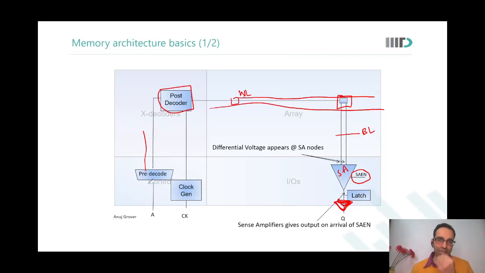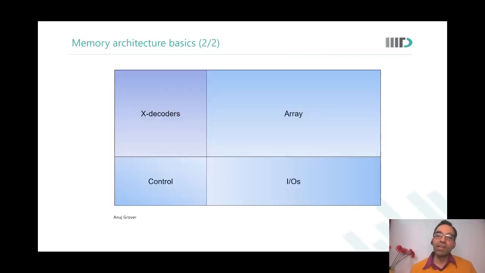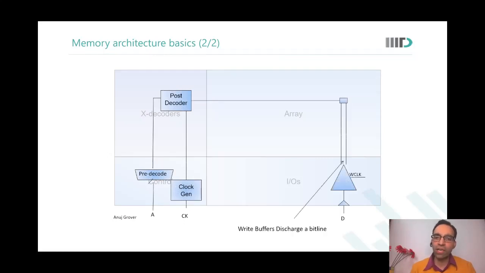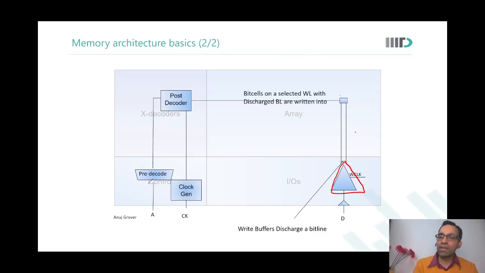Okay, so this was a semblance of read operation. If you want to do a write, again, it is something similar. You will use the clock generation, you will use pre-decoding, post-decoding, you will generate the word line. But now, instead of the sense amplifier, you have what you call a write buffer, write driver. And this write driver makes one of the bit lines 0, the other bit line 1. And when the word line is selected, I am able to write information inside the memory cell.